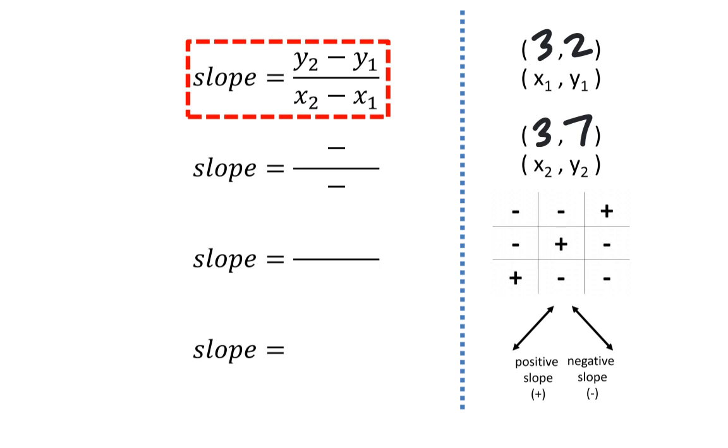Next, we want to replace some of these variables with their known values. I'm going to replace y2 with the number 7. Next, I'm going to replace y1 with the number 2. After that, I'm going to replace x2 with the number 3. And finally, I'm going to replace x1 with the number 3.